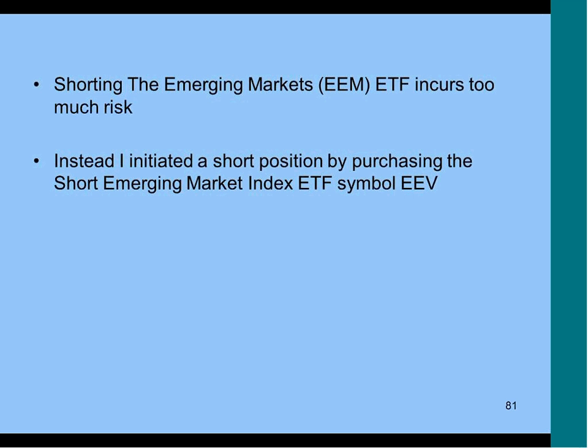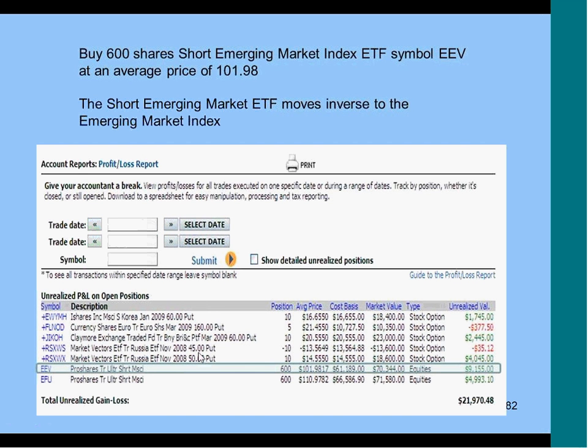And my brokerage statements here show that EEV, which is the short emerging market index ETF, I bought 600 shares, and at the time I had a $9,155 profit. So this short ETF, EEV, profits if the emerging markets ETF is going down in price. So the major trend had turned bearish at that point, so I was in all bearish positions in various global markets at that time.